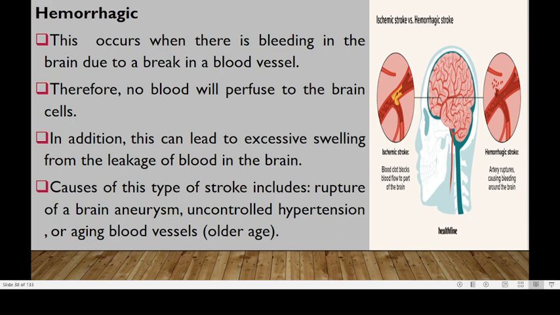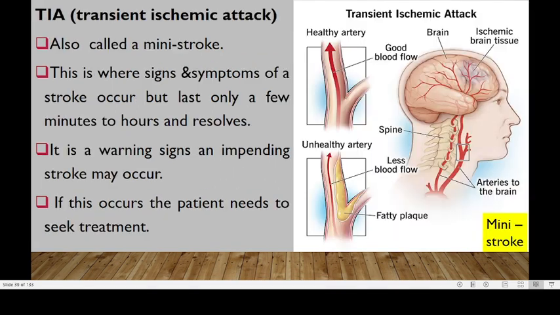In addition, this can lead to excessive bleeding from leakage of the blood in the brain, and the cause could be a rupture of a brain aneurysm, uncontrolled hypertension, or an aging population, the old age. Okay. The third one, which is a mini stroke, is what we refer to as the TIA, transient ischemic attack.